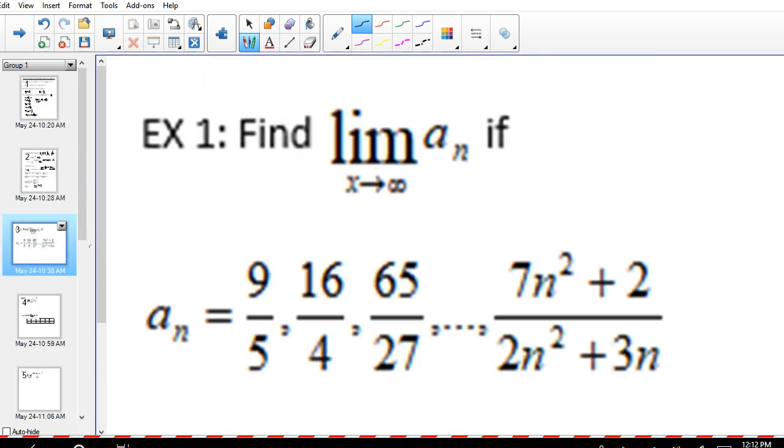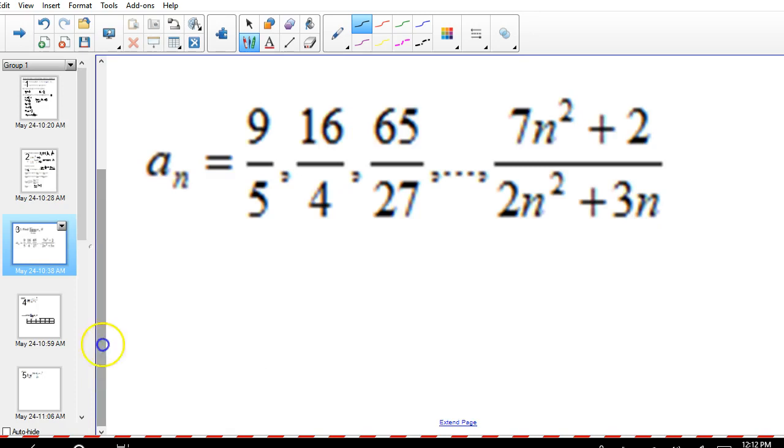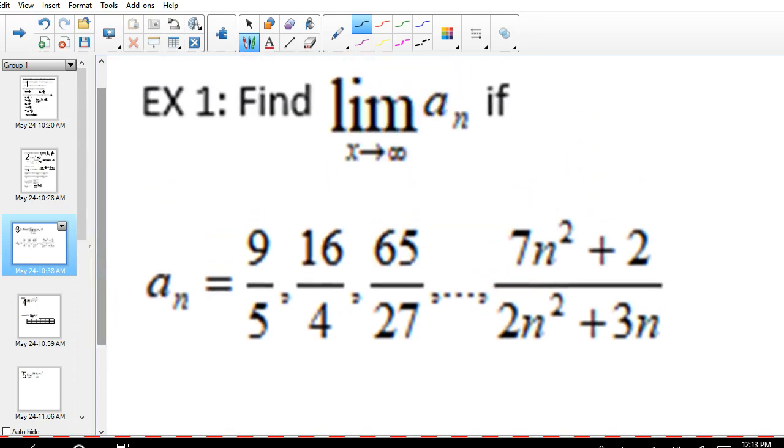Let's look at this next problem. I give you this next problem in this manner because your textbook is going to do this. I do not like this notation. In calculus, our book does not do this, but your textbook does this, so I'm going to show you what this looks like. We are supposed to find the limit as n approaches infinity of a sub n if a sub n equals 9/5, 16/4, 65 over 27, ... 7n squared plus 2 over 2n squared plus 3n. I've not typed that n correctly the first time.